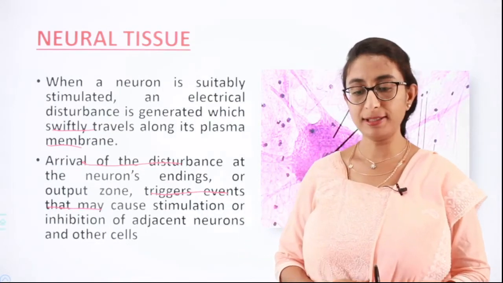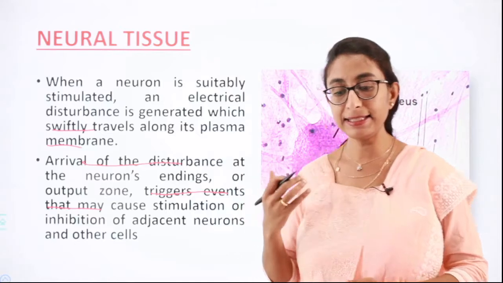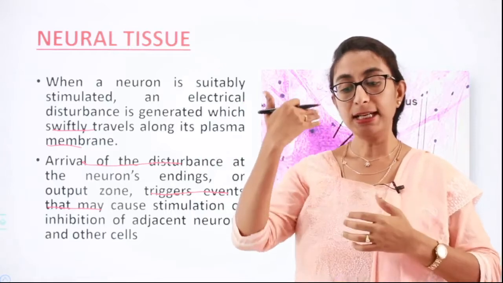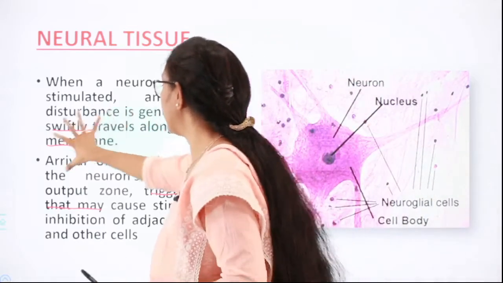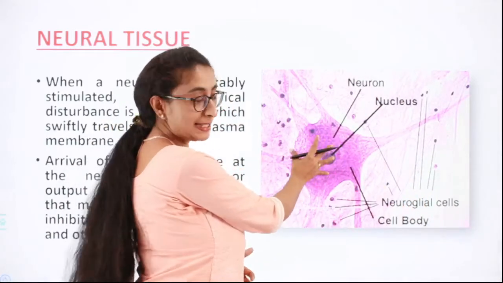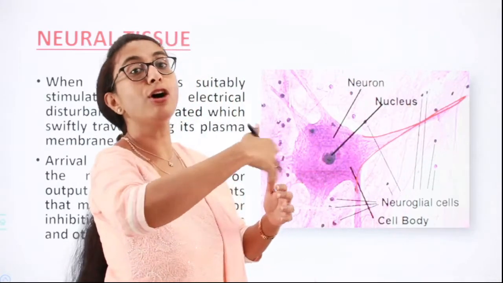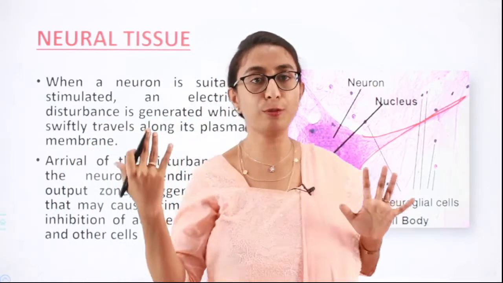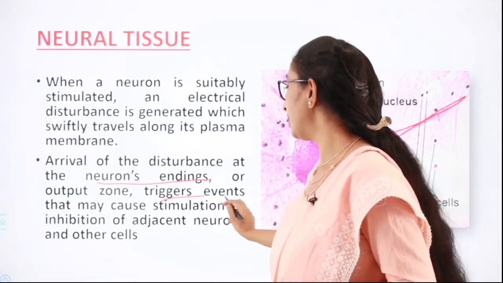When a neuron is stimulated, an electrical disturbance is generated which swiftly travels along its plasma membrane, and then this is transmitted from the nerve ending of one neuron to the next neuron, and this triggers a simultaneous inhibition of adjacent neurons and other cells. When one neuron gets stimulated, the signal travels all the way to its nerve ending, and from that nerve ending it reaches the nerve ending of another neuron. The signal is transmitted. How exactly it happens we will be discussing in human physiology.